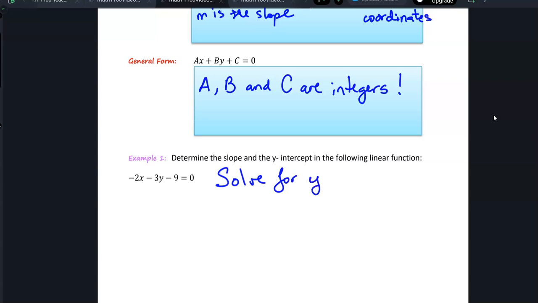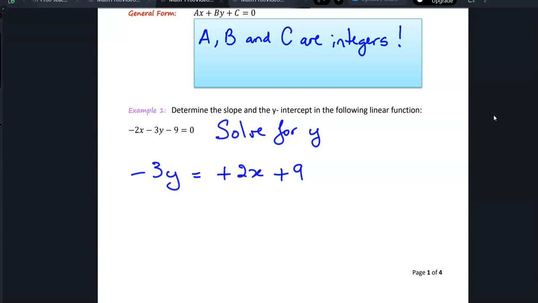What do I mean by solve for y? Solve for y, it means I have to bring everything not having the y over to the other side of the equation, and the coefficient in front of y has to be equal to 1. So I will leave the negative 3y on this side first. Okay, I bring negative 2x over to the other side. It becomes plus 2x plus 9. Okay, so we already learned how to solve for the equation in previous lesson.